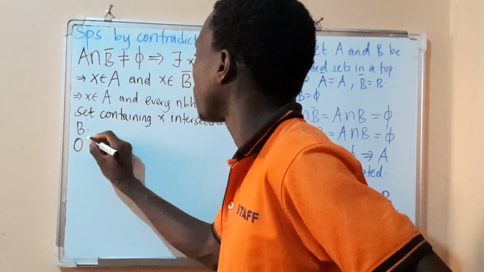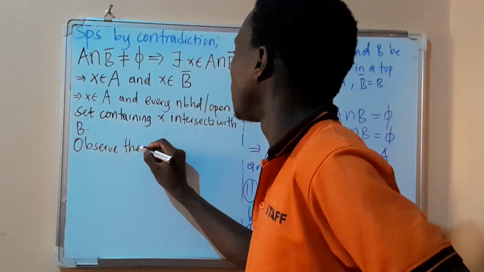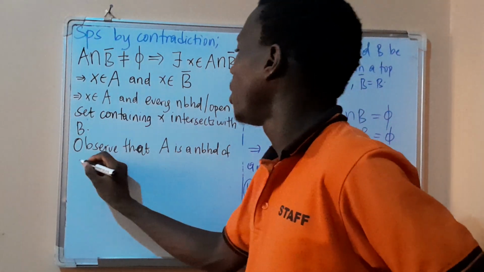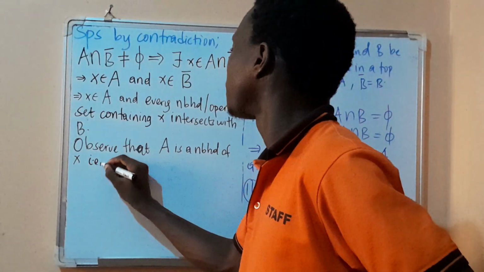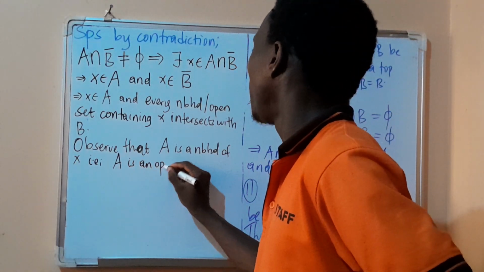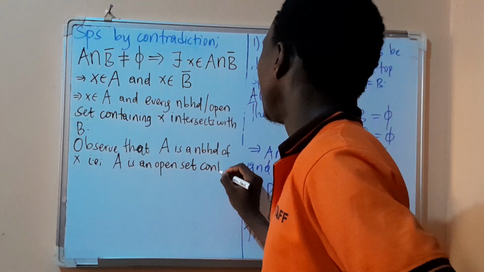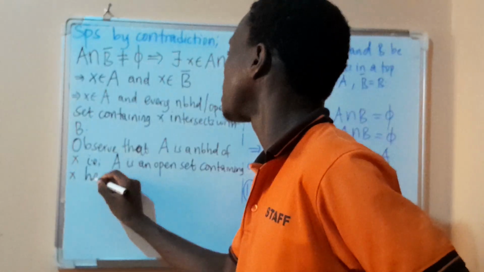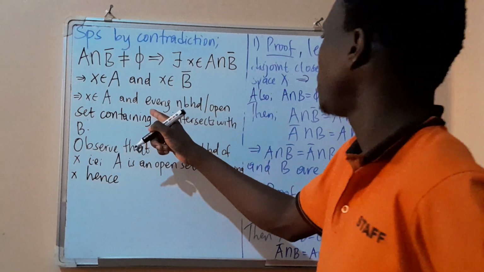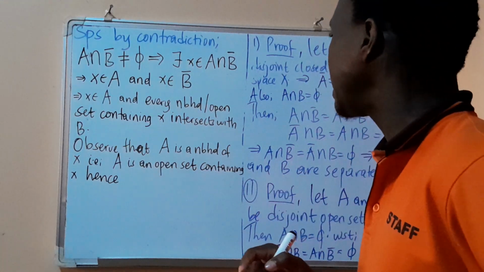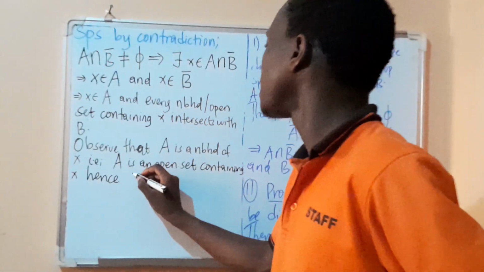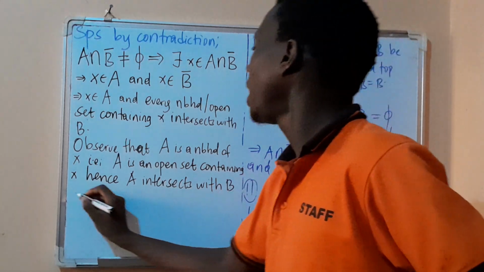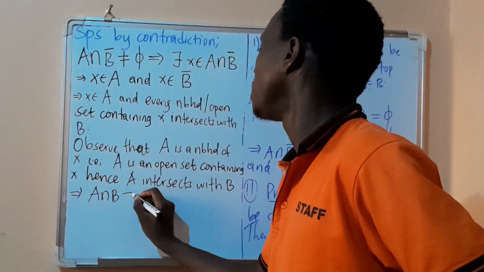So observe that A is a neighborhood of X, i.e. A is an open set containing X. Hence, by this assumption, every neighborhood or open set containing X intersects with B. So A is an open set containing X. Hence, A intersects with B, implying that A intersection B is not an empty set.